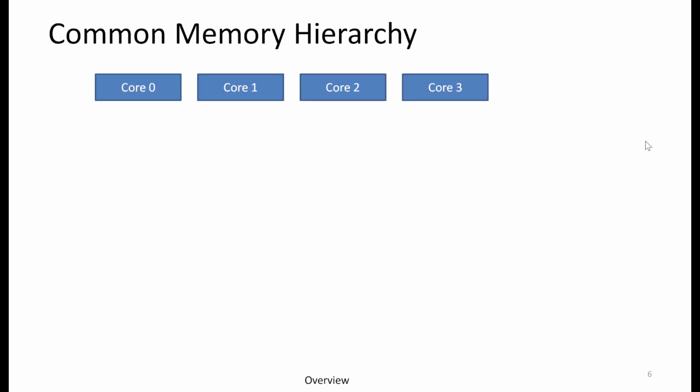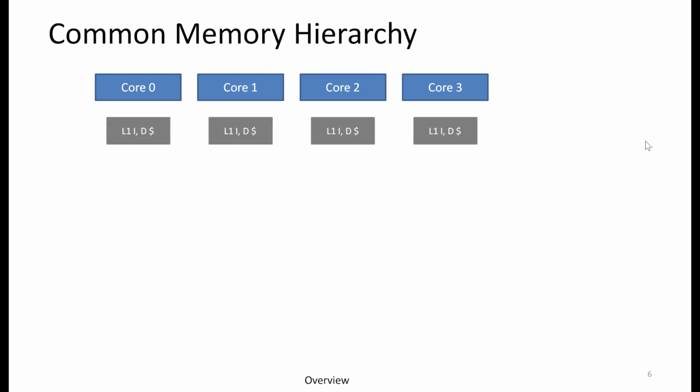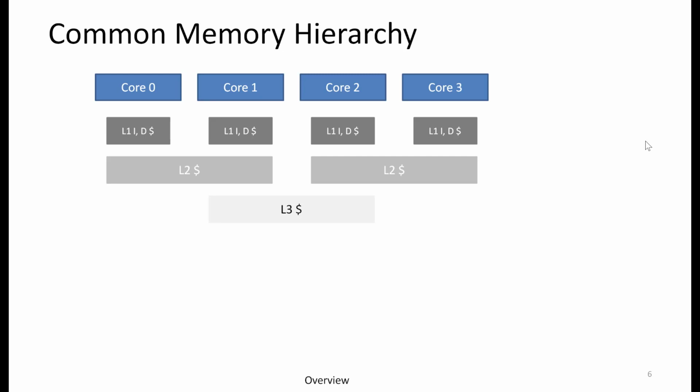The common memory hierarchy that we have seen so far, let's assume that we have 4 cores, core 0 to core 3. Each of these cores has a private L1 cache, instruction cache and data cache. They can be split or unified. Following that, there can be a second level of cache which is shared among few of these cores. Following that, we can have a L3 cache which is shared among all the cores. Any cache level that is shared among all the cores is called last level cache, LLC.